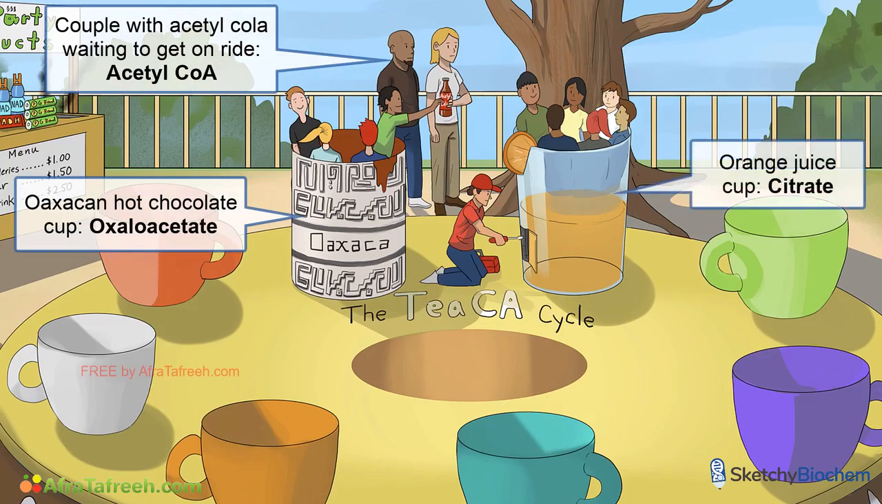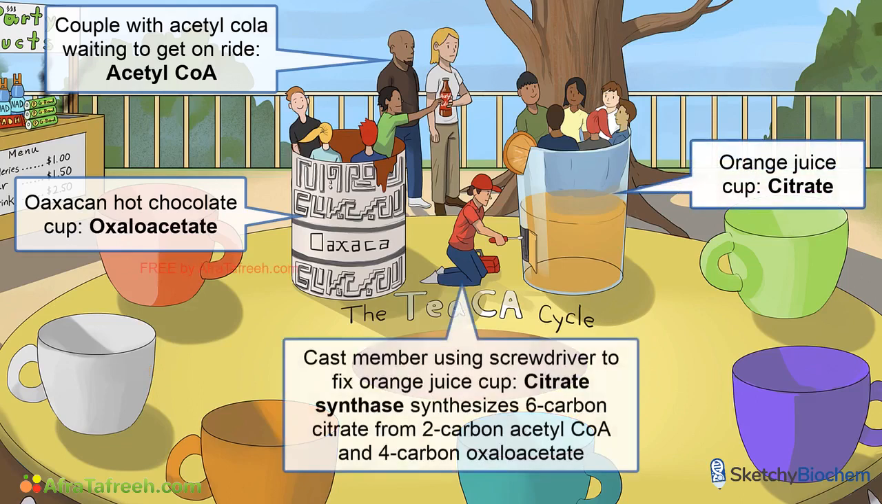Citrate sounds like citrus, so of course we've included a cup of orange juice. And what classically goes well with OJ? 6 people, of course. The enzyme that synthesizes citrate is citrate synthase. This is represented by a cast member fixing that orange juice cup. Keep in mind that he's using a screwdriver. This will be important and we'll talk about it soon.